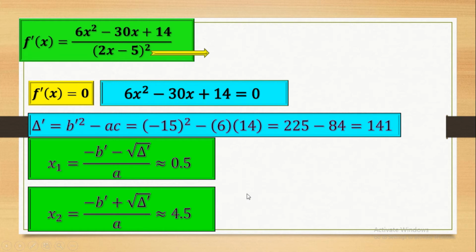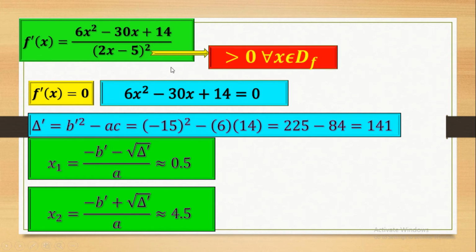Well, something else. We need to find where the function is increasing and where it's decreasing in order to write the table of variation. First of all, note that 2x minus 5 all squared has an even power, so it's positive for every x belonging to the domain of definition. Then the sign of the derivative f prime of x, to detect where it's positive or negative, will completely depend on the sign of the numerator, which is the quadratic expression that we have just solved.